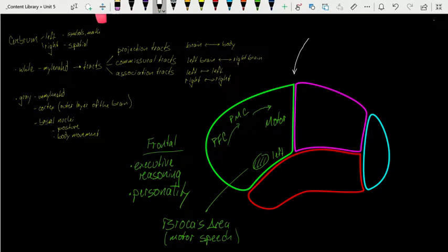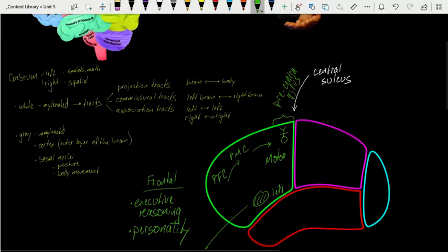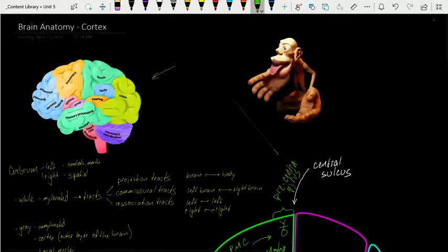This right here is called the central sulcus. Of course, we know that the sulcus is the groove, the gyrus is the mountain, if you will. And this region, this primary motor cortex, is the precentral gyrus. I am going to draw kind of a little upside down man right here. That is in reference to this guy.